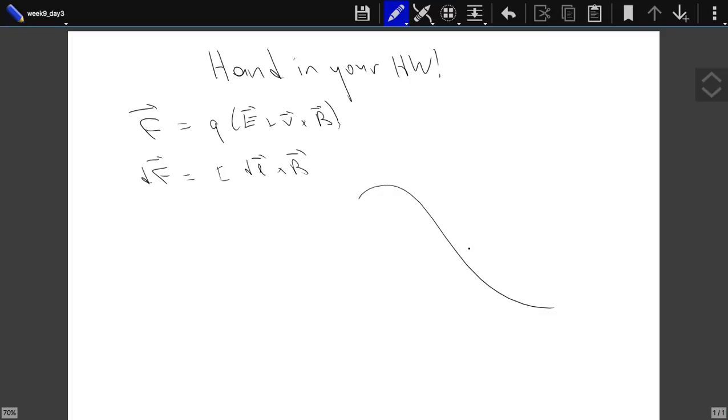This is your wire. If there is a magnetic field in this region, you just take a small segment. This is the direction of the current. Let this vector be dl. This is the force acting on that very small segment. Now, any questions?